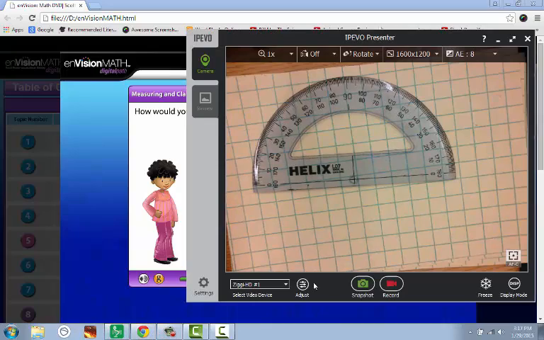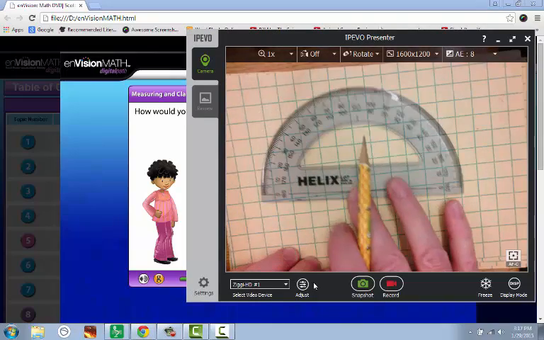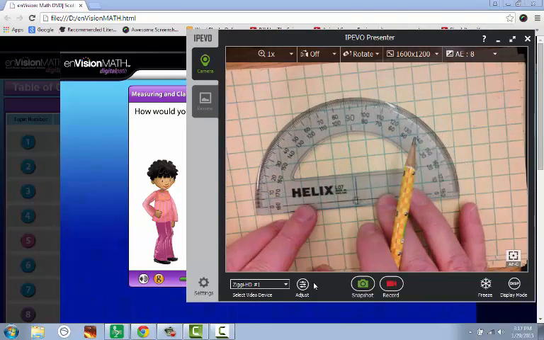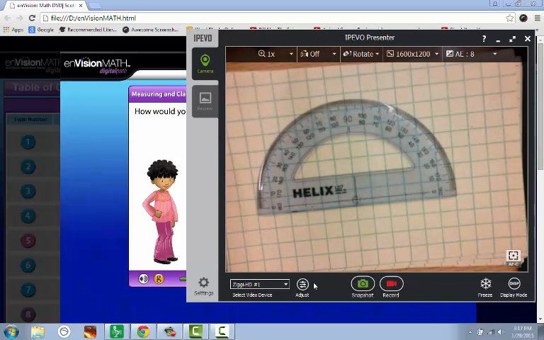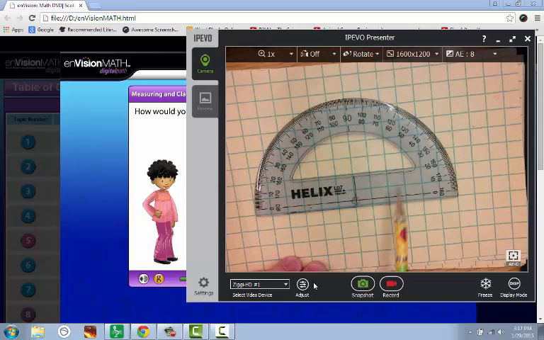Now if we look at the protractor here, you're thinking about the fact that we've got a point right there. Notice there's a 140 here, but there's also a 140 right over here. So we have to figure out how we are going to draw an angle that's 140 degrees.